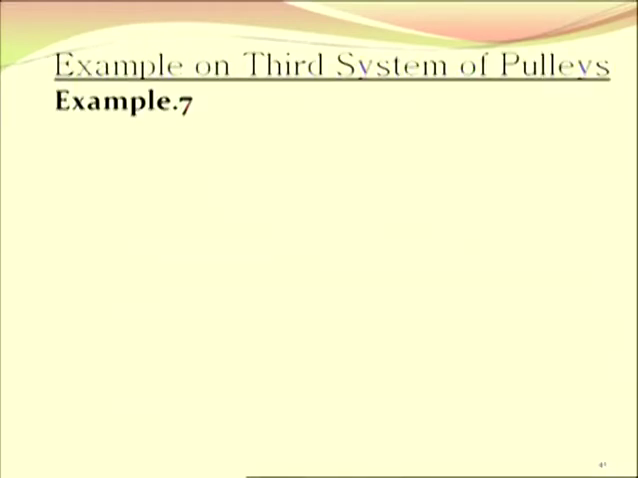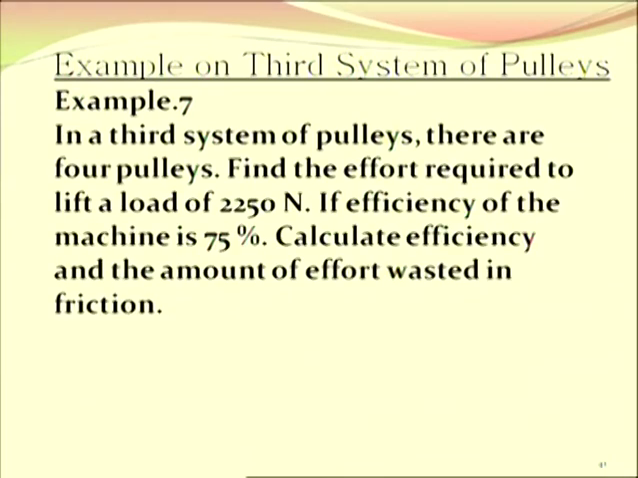Now take an example on third system of pulleys. Data given in this example: in a third system of pulleys, there are 4 pulleys. Find the effort required to lift a load of 2250 Newton if the efficiency of the machine is 75%. Calculate efficiency and the amount of effort wasted in friction.